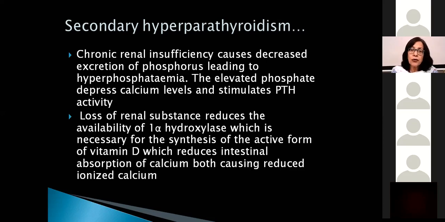Also, loss of renal substance reduces the availability of 1-alpha hydroxylase, which is necessary for the synthesis of the active form of vitamin D. The work of 1-alpha hydroxylase is to activate vitamin D. So, vitamin D is not converted to the active form and there is decreased intestinal absorption of calcium, both causing reduced ionized calcium. So, intestinal absorption of calcium is also blocked.